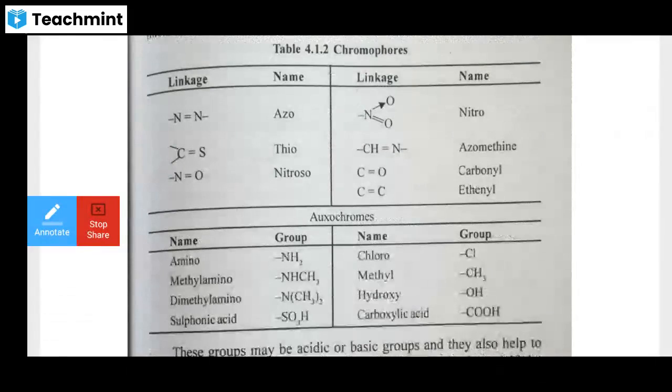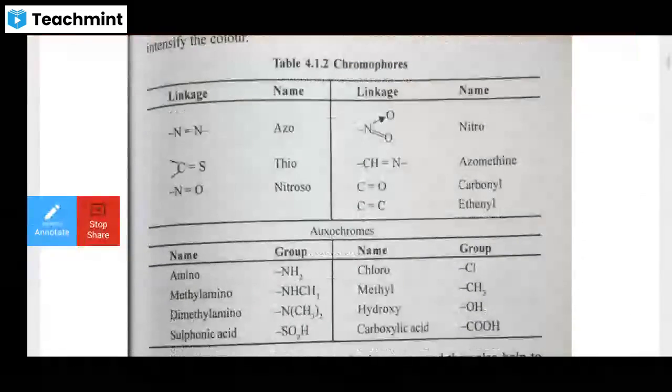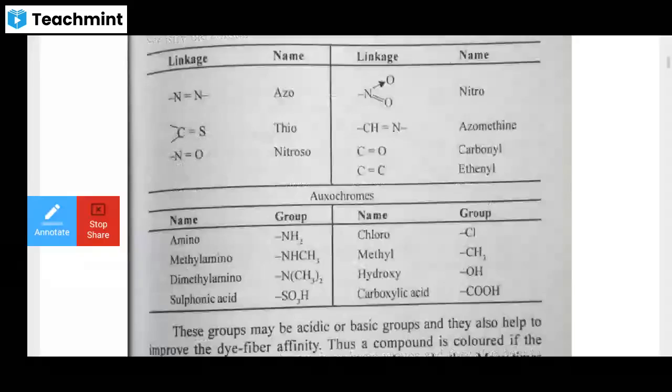These are the groups attached to the structures of the particular molecules and help to identify the colors. So what are the chromophores and what are the auxochromes, we can simply identify here. N double bond N, azo, is a chromophore; N double bond O, nitro, is also a chromophore; C double bond S, thio, is a chromophore; CH double bond N, azomethine, is a chromophore; C double bond O, carbonyl, is a chromophore; N double bond O, nitroso, is a chromophore; C double bond C, ethylene, is a chromophore.